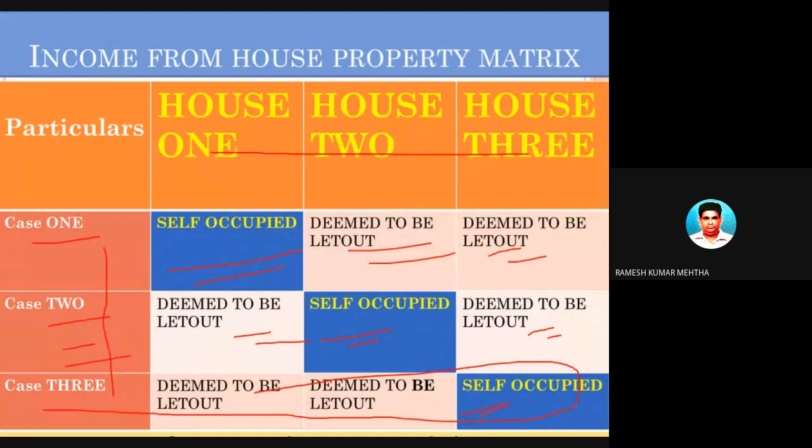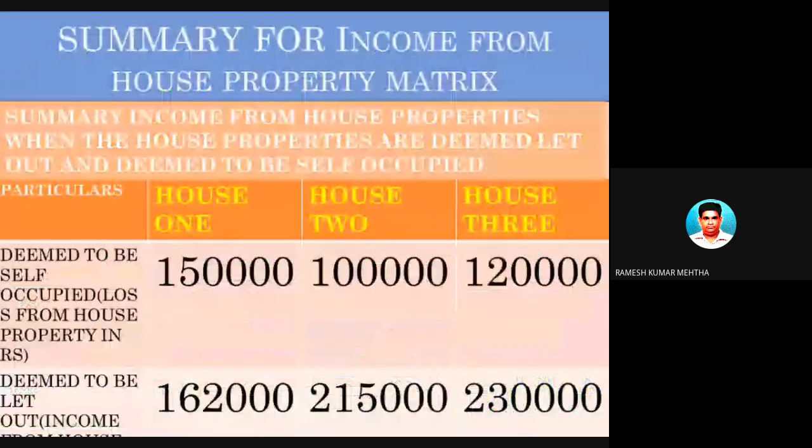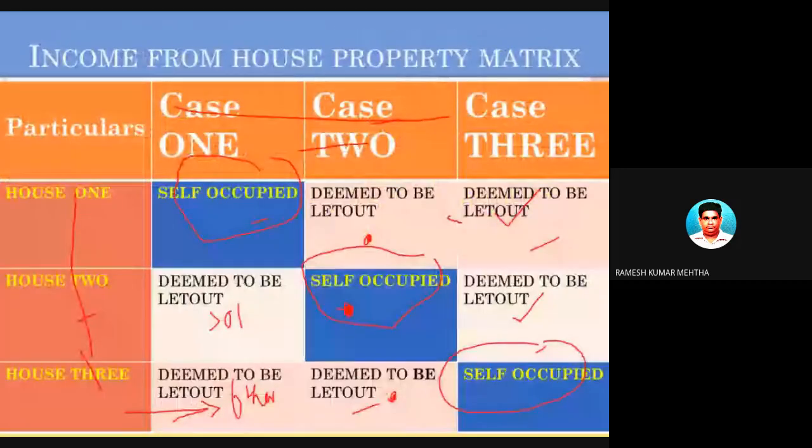Case three is house number three self-occupied, the other two are let out. So let's do the problem now. Step number three: I am using the matrix of houses and cases here.